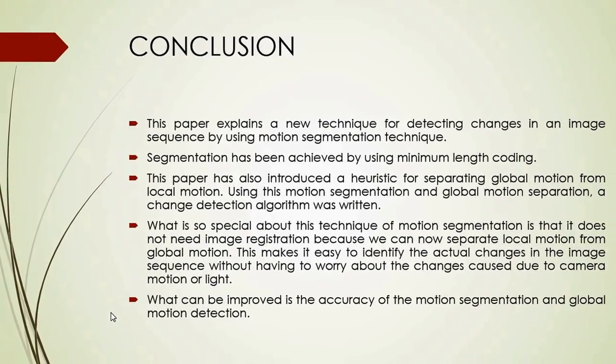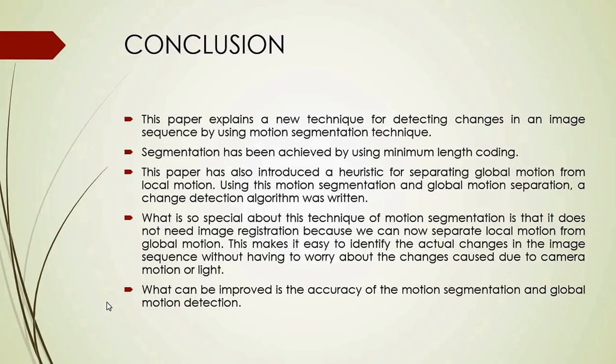So what we conclude from this experiment is that this paper has implemented a new technique for detecting changes in an image sequence by using a motion segmentation technique. Segmentation has been achieved by using minimum description length coding. This paper has also introduced a heuristic for separating global motion from local motion. Using this motion segmentation and global motion separation, a change detection algorithm was written.